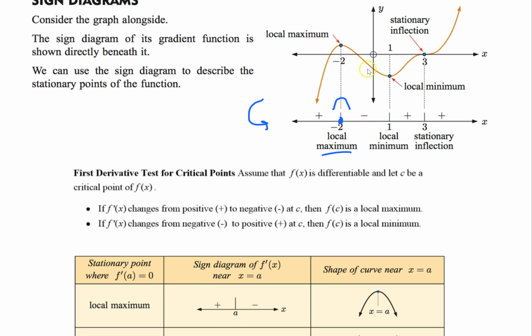When you have a minimum, if you'll notice, it's going down then up. You're decreasing then increasing. So you go from negative to positive, so you're going down then up. That's a local minimum.